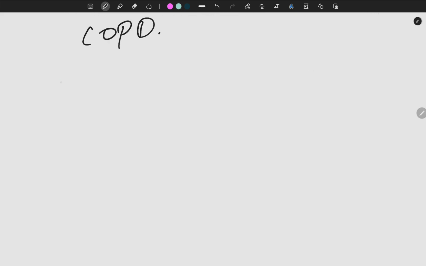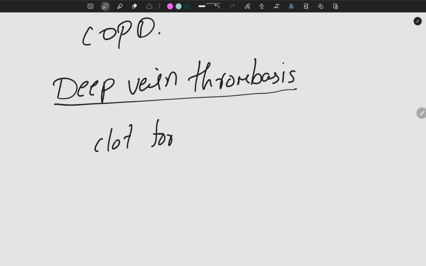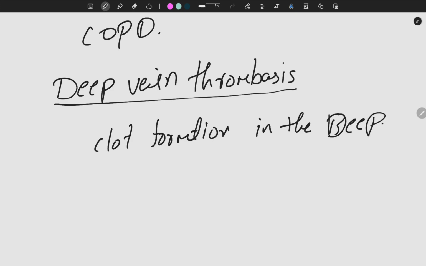So the next one is deep vein thrombosis. Deep vein thrombosis is nothing but clot formation, clot formation in the deep veins. Okay, so what is the risk for deep vein thrombosis? That is embolism.